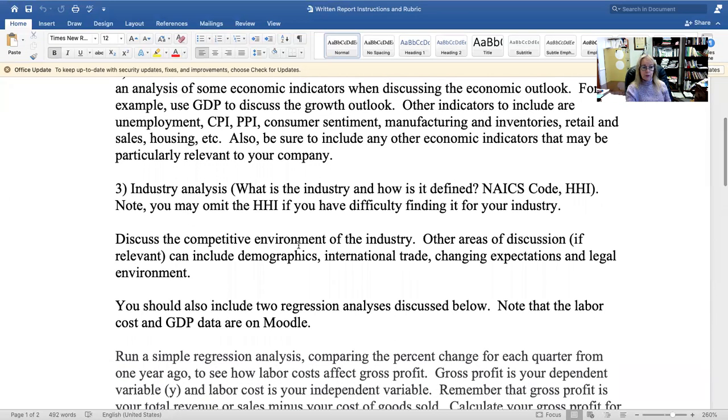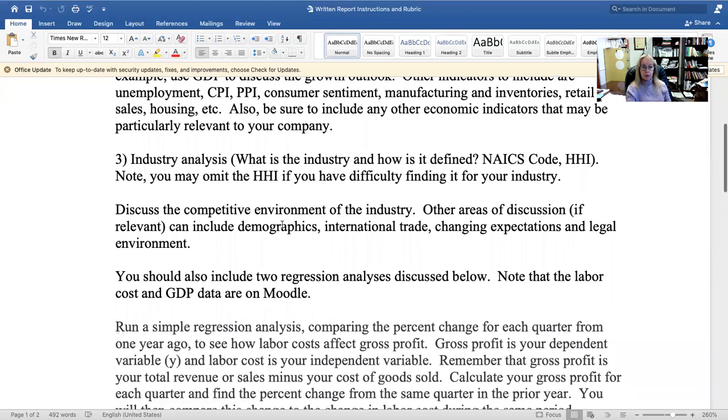Also in part 3, just think about the competitive environment of the industry. And other topics that might be relevant would be things such as demographics, changing expectations, the legal environment, international trade, just to name a few. So just anything that you can think of that's affecting this industry.